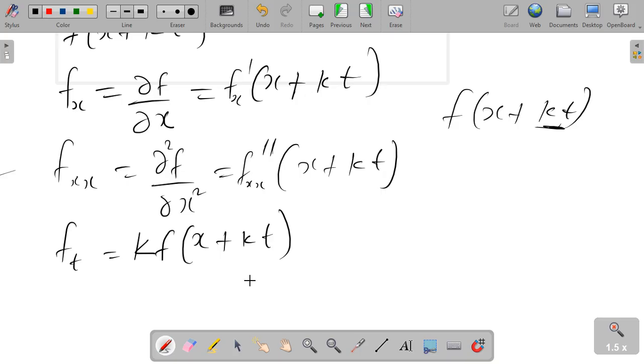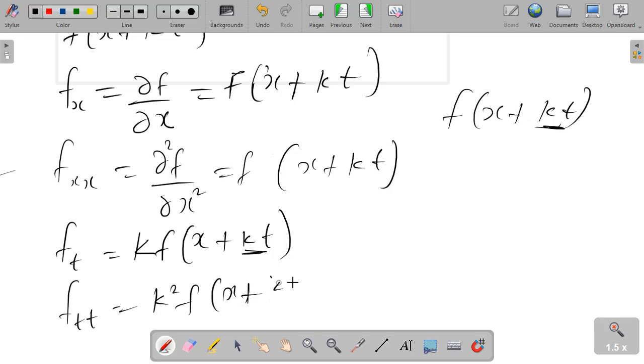Okay, sorry, we are not supposed to put this prime there. So that's what it's going to give us. You now see that f tt will be differentiated here again. You have k coming to the back, it will give you k squared f of x plus kt. Now having this, you have gotten the two things you need.